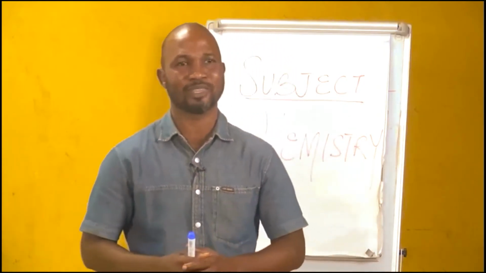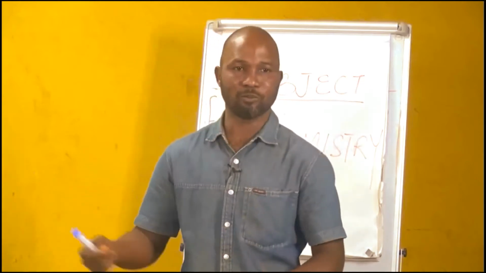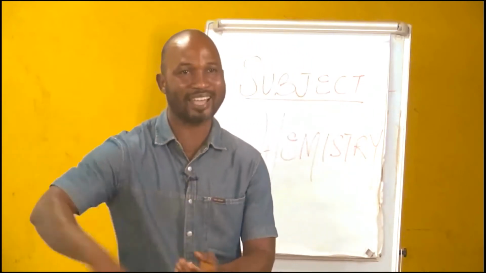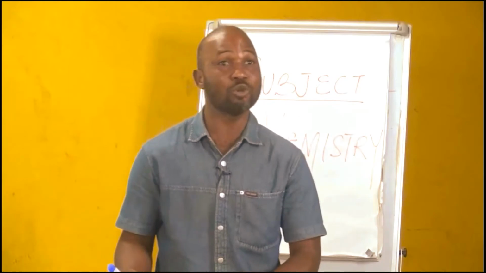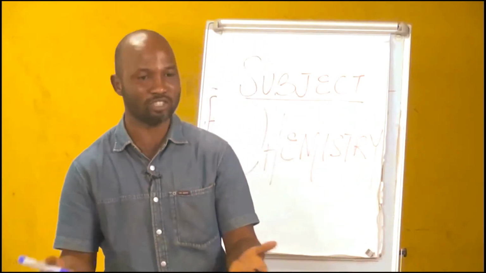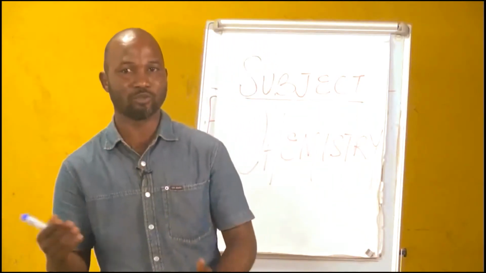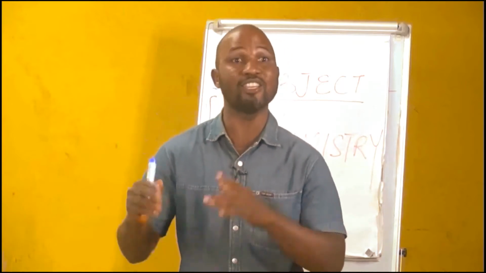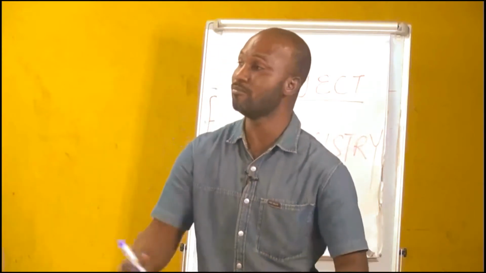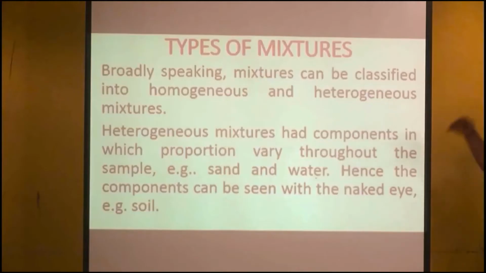For instance, if I pick sugar and pour it into a cup of water and stir it, the sugar immediately disappears. You cannot see sugar, you cannot see water. So it means that the sugar and water are evenly distributed in the mixture. So it becomes a homogeneous mixture. On the other hand, a heterogeneous mixture has components in which the proportion varies throughout the sample.